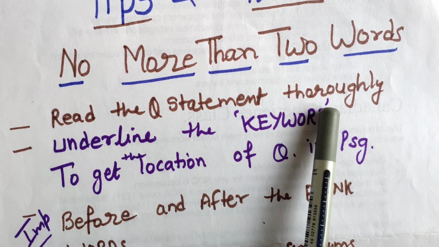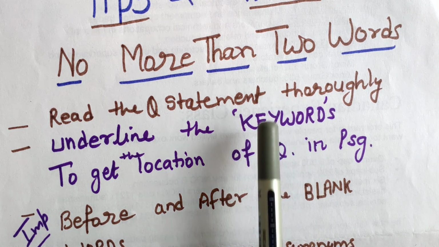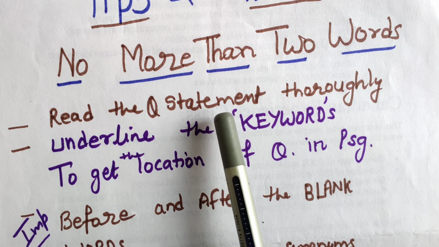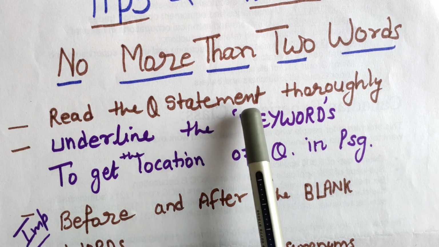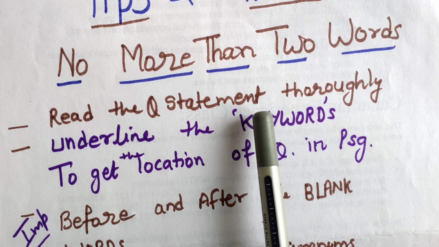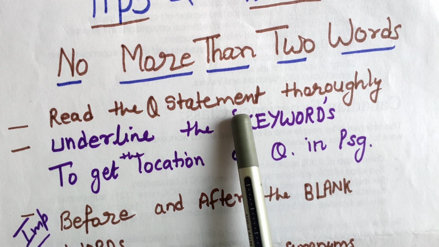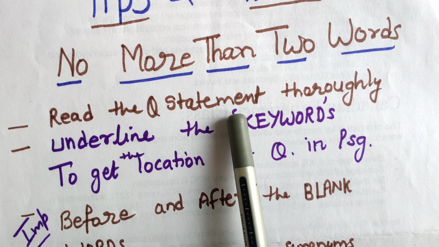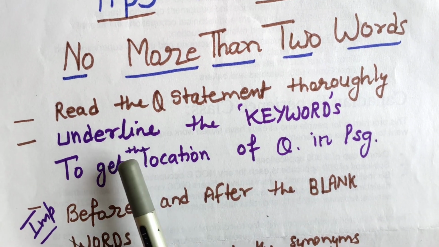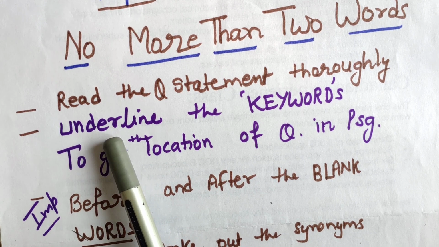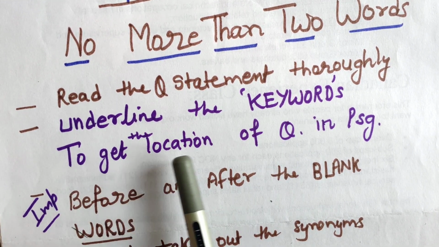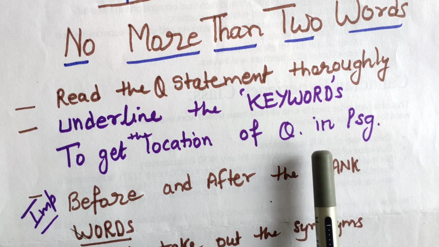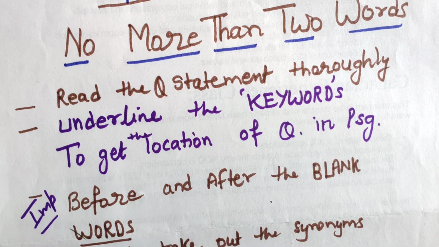Always read the question statement thoroughly, because whenever you are doing questions in IELTS reading, you have to read the question statement 2-3 times, so that you are able to understand the concept as well as the meaning of the question statement. The second important step is to underline the keywords to get the location of questions in the passage.